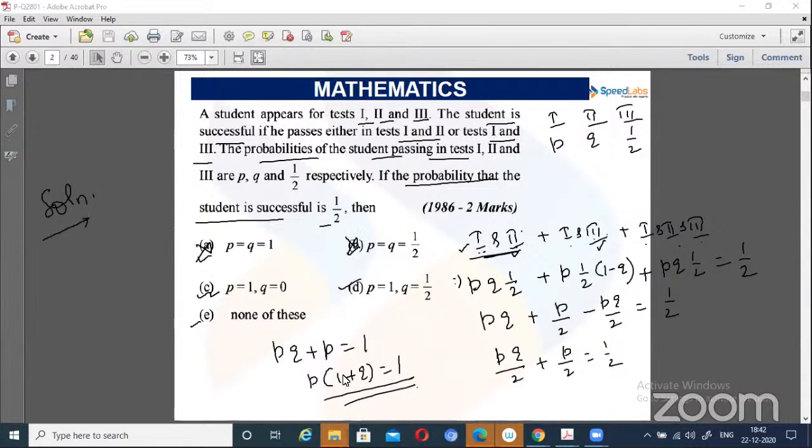P is 1, Q is 0. So 1 into 1 plus 0, that is 1. This is correct. P is 1, Q is half. Not correct. The answer is C.